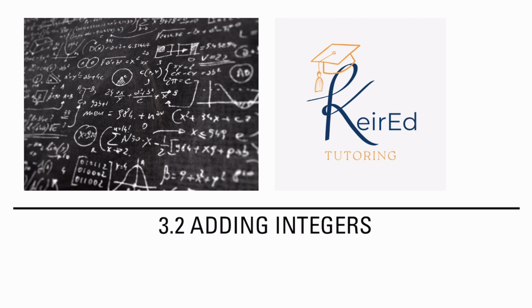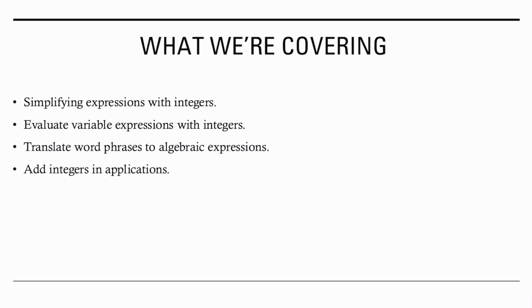So still adding our positives together, that's still part of this. However, now we're extending upon our basic addition problems and we're adding negatives, and then adding one negative to a positive number and a positive number to a negative number and vice versa. So today we're going to be looking at simplifying expressions with integers and then evaluating variable expressions with integers. Also translating word phrases to our algebraic expressions, something you should be a little bit comfortable with at this point, and then adding integers in different applications.